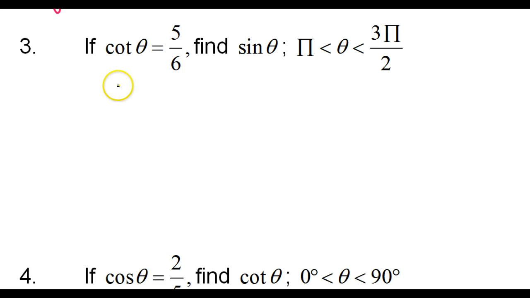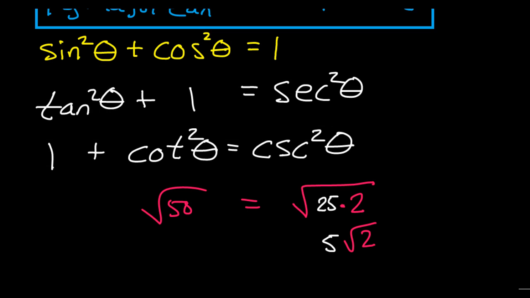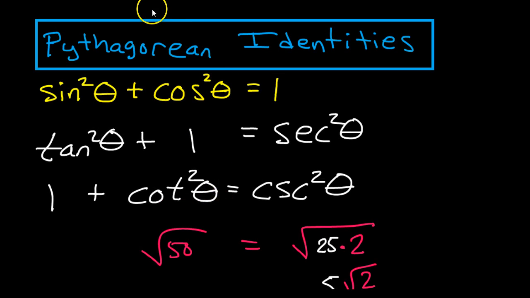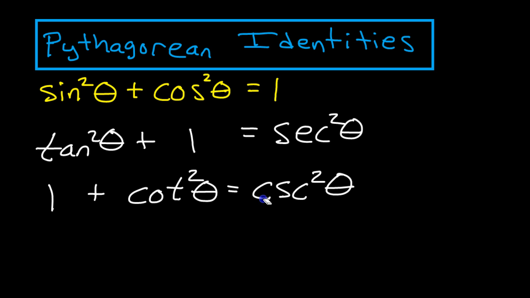Alright, in this video we will continue to practice using our trig identities to find the value of a trig function given the value of another trig function. In the previous video I introduced these Pythagorean identities, and I showed you that if you memorize this first one, sine squared theta plus cosine squared theta equals 1, you can easily use it to find the other two. So it's not so critical that you have these memorized because you can find them pretty fast.